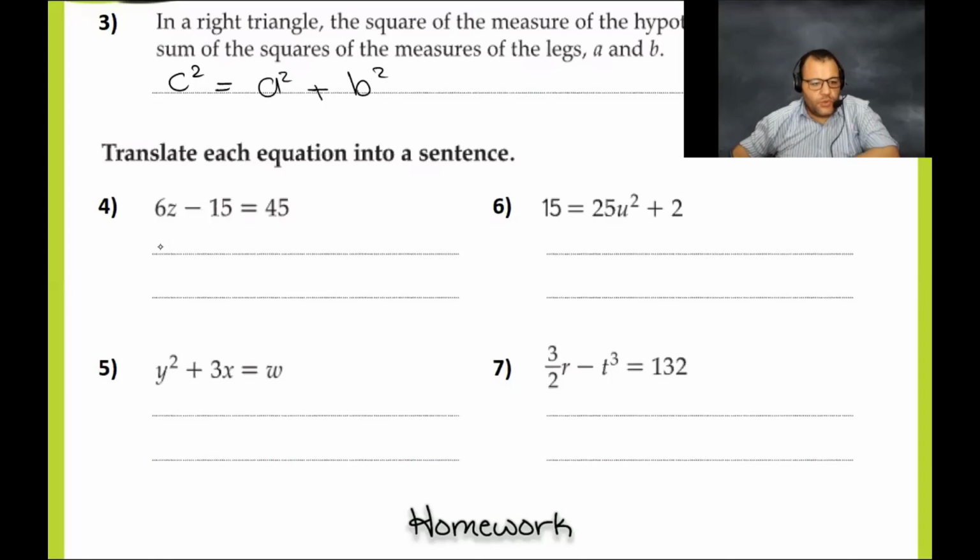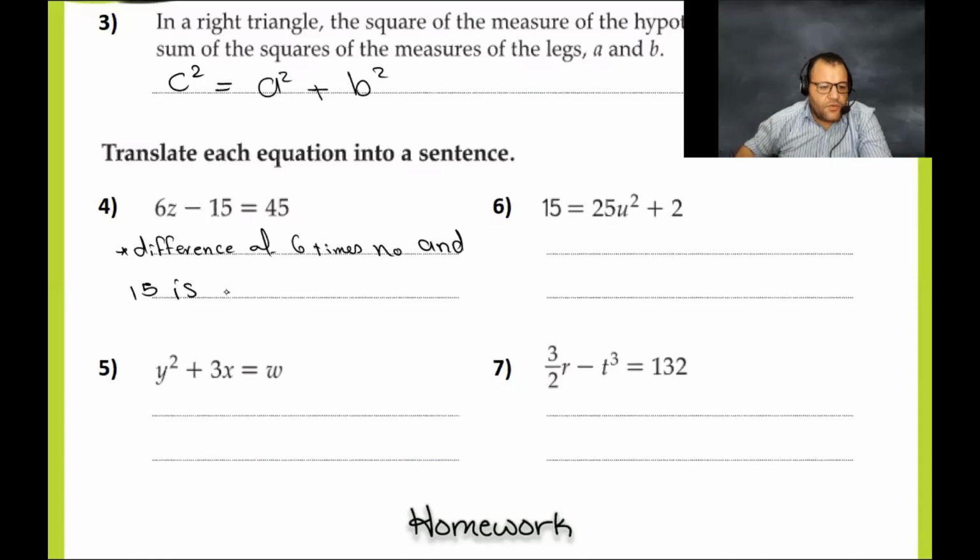So the first one would be the difference of 6 times a number and 15 is 45. Okay. Number 2.